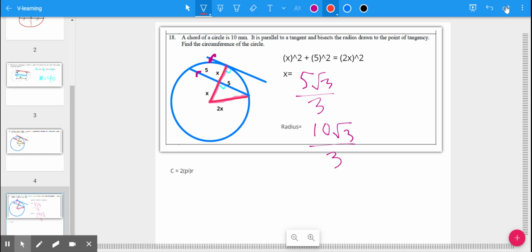The formula is 2 pi r. The question says you can just keep it in terms of pi. However, there was no pi symbol on Annotate. So my circumference is 2 times the radius. That's going to be 20 pi radical 3 all over 3.